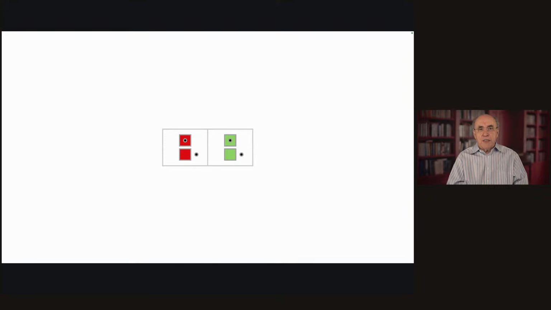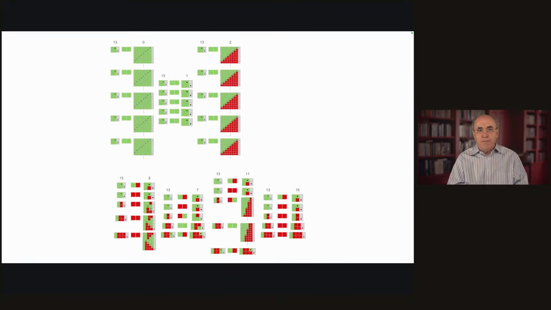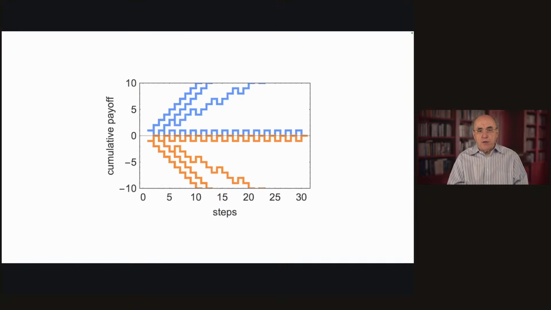So running this machine, and remember this is a one-state machine, so that's why it doesn't have pointers for its head. Running this machine against all other one-state, two-color Turing machines, the behaviors we get are these ones here. So if we look at cumulative payoffs, we can see that many give mean payoffs that approach 1, although some don't, yielding in the end an average mean payoff of about 0.81.